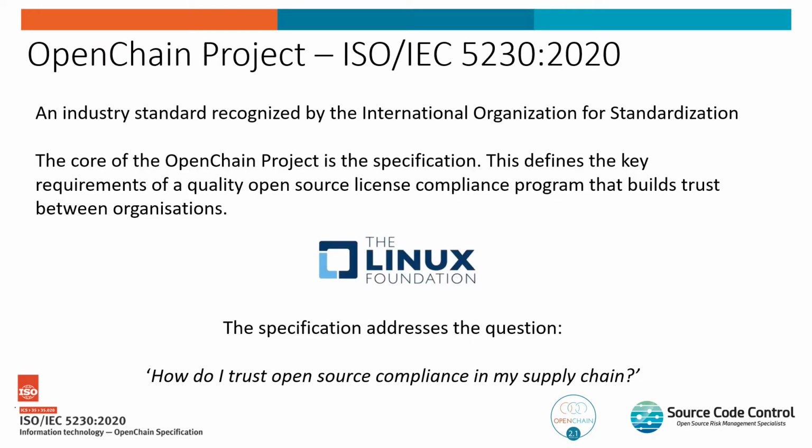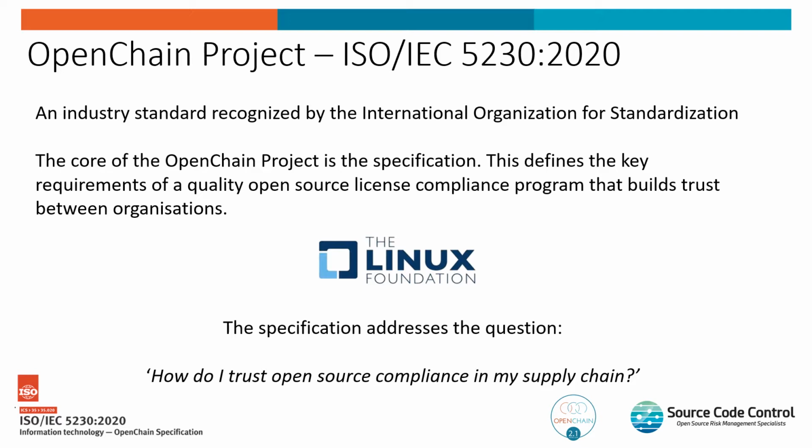So firstly, a bit about the standard. In December 2020, the OpenChain project was ratified and published as an international standard titled ISO IEC 5230-2020. Therefore, ISO 5230 and the OpenChain specification are functionally identical.